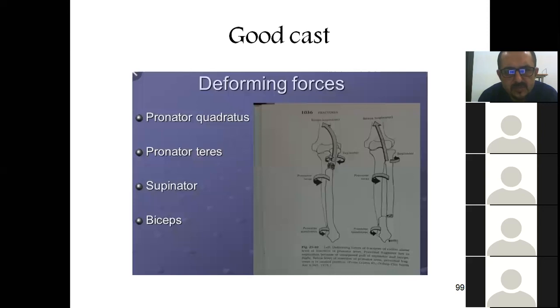So if a proximal radius fracture occurs, in which position will you apply the back slab to reduce the fracture? You have a proximal forearm fracture. You reduced it. The cast should be supinated or pronated? Pronated. Why? Also, in the proximal third, we want to keep the forearm in pronation. Because we want to relax the effect of the pronator teres.